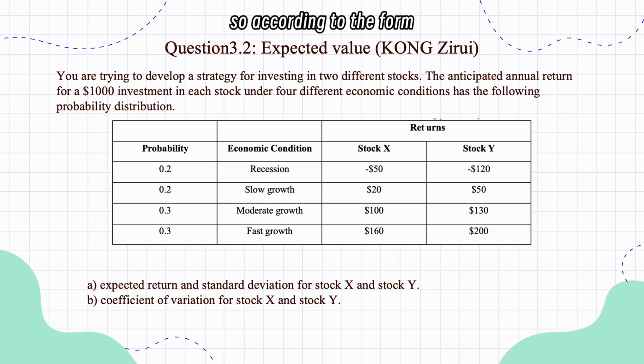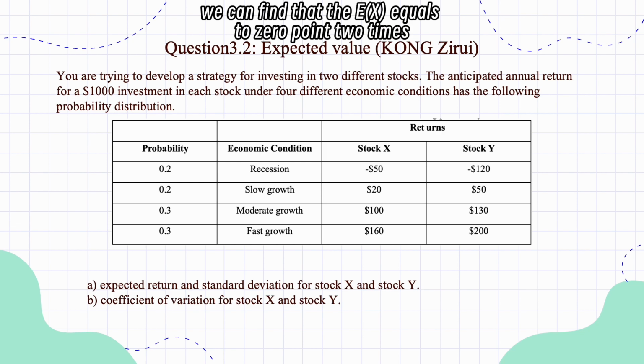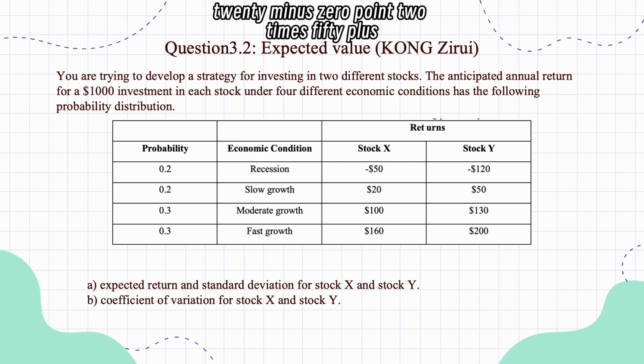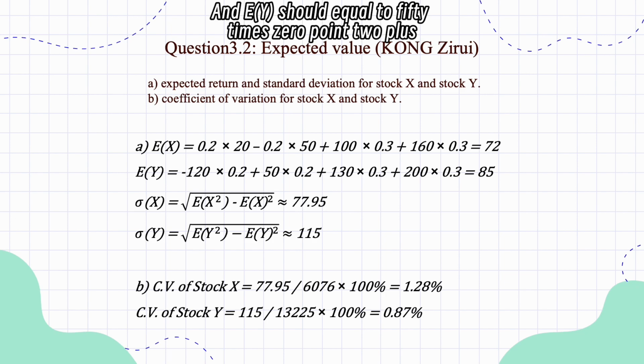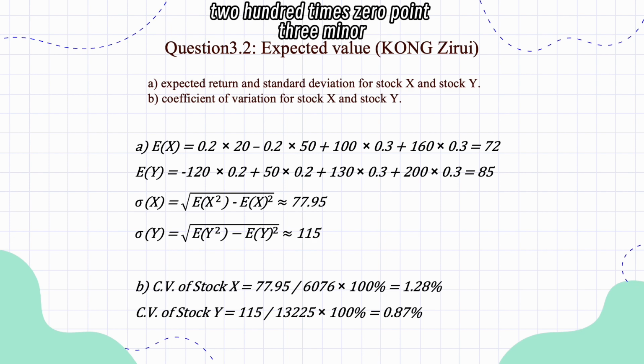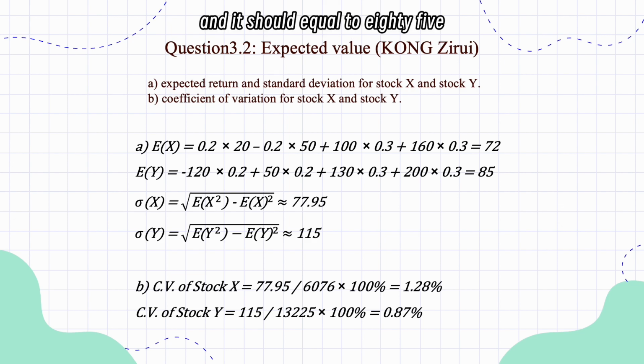According to the table, we can find that EX equals 0.2 times 20 minus 0.2 times 50 plus 100 times 0.3 plus 160 times 0.3, and it should equal 72. And EY should equal 50 times 0.2 plus 130 times 0.3 plus 200 times 0.3 minus 120 times 0.2, and it should equal 85.